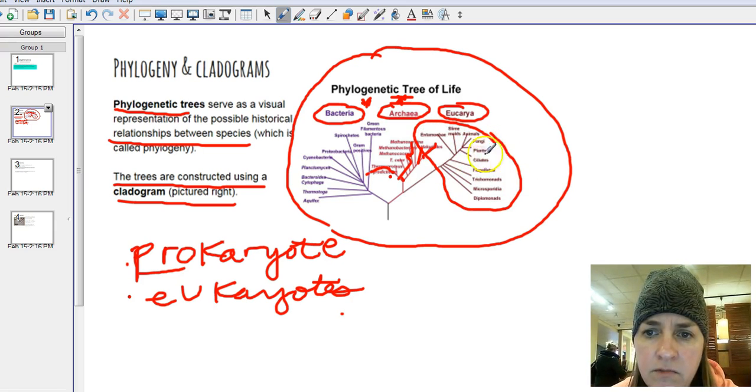So there's a lot of areas here that we could focus on. Obviously, the phylogenetic tree is much more detailed than this, and that will be in the presentation that Mr. Keller goes over with you. Okay.